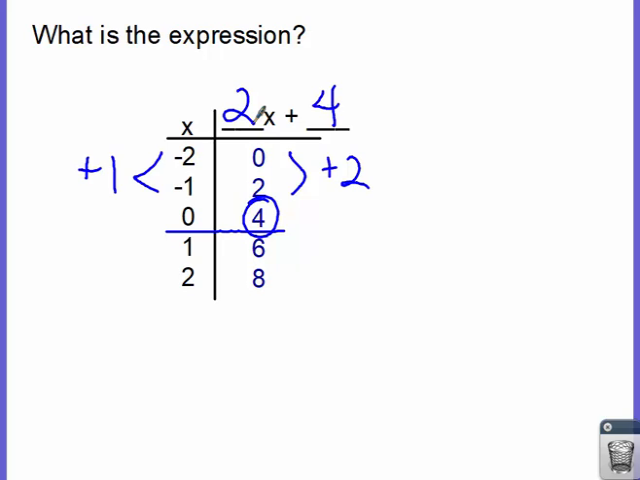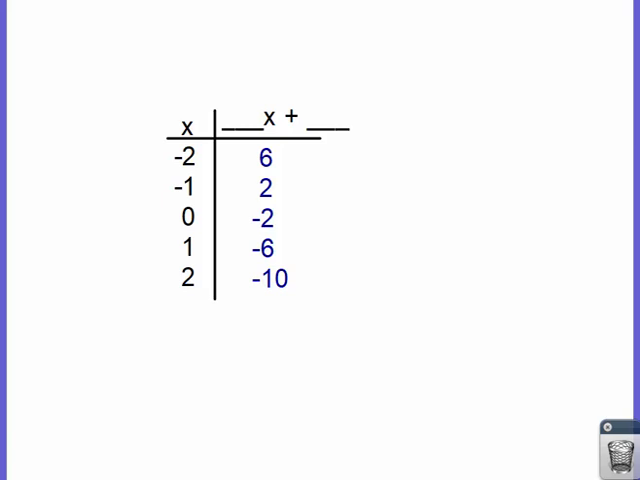So let's try one and see. And we'll take this 2 and we'll plug it in. 2 times 2 is 4, plus 4 gives me 8. Excellent. Simple as that. Okay, let's try one that's a little bit tougher. Okay, what about this one?